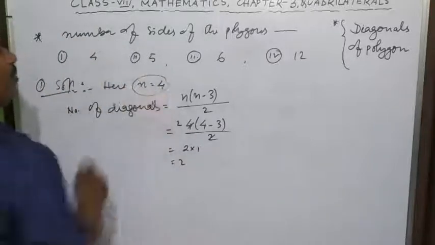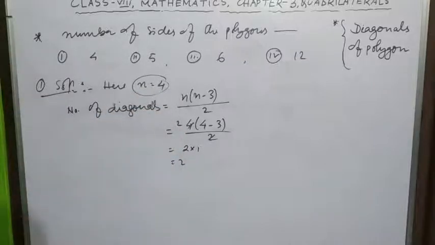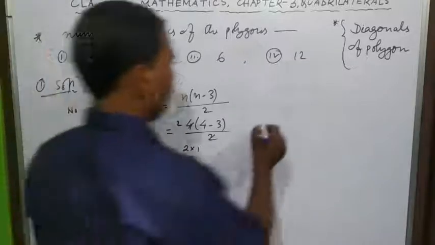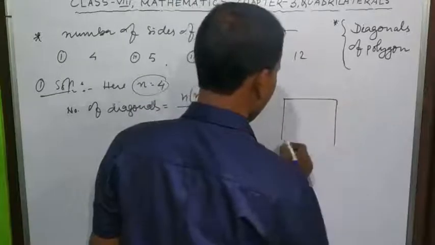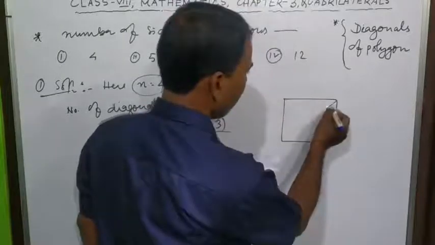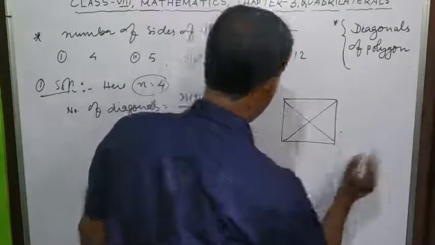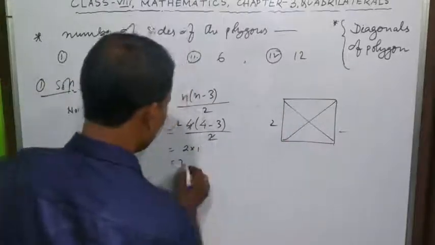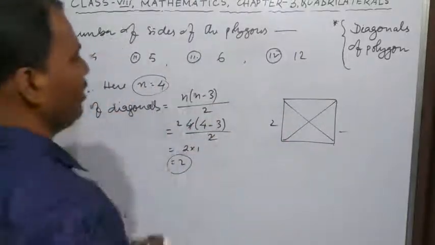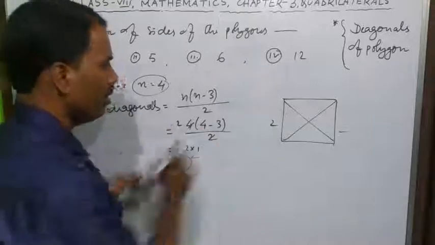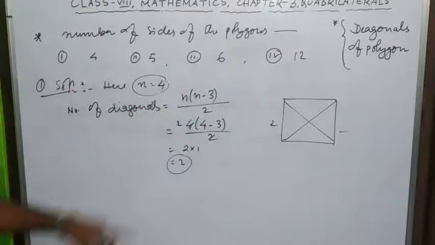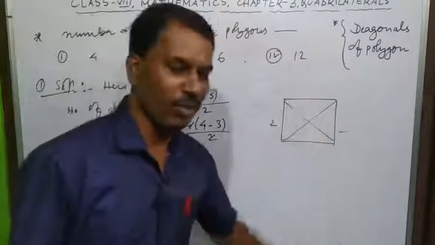This is the number of sides: 4 means it is a quadrilateral. The quadrilateral has, practically we can see, this is a quadrilateral. We can draw only 2 diagonals. Therefore, here 2 diagonals. We also found here 2 diagonals. Therefore, our formula is correct. First, it is verified using the formula as well as manually also.